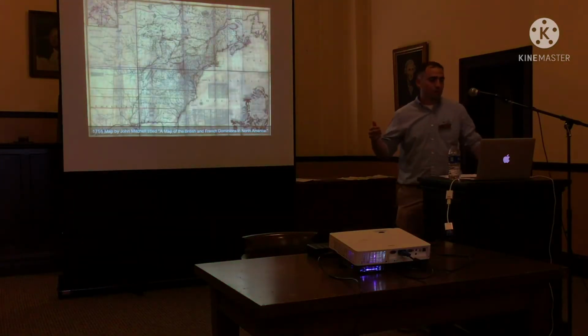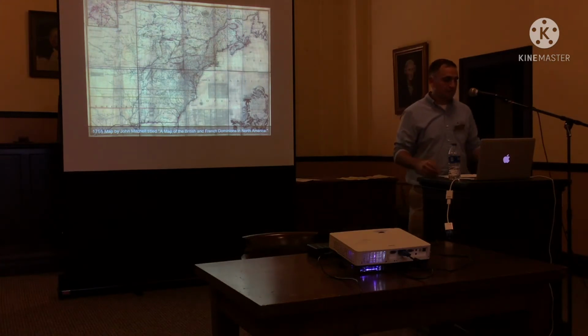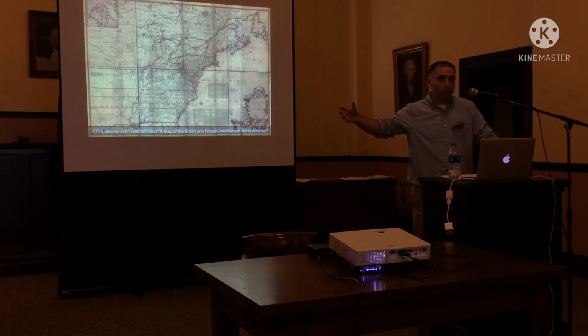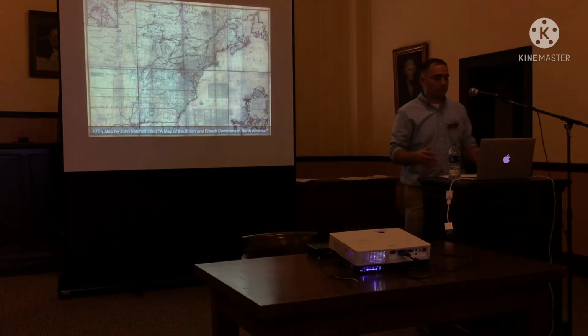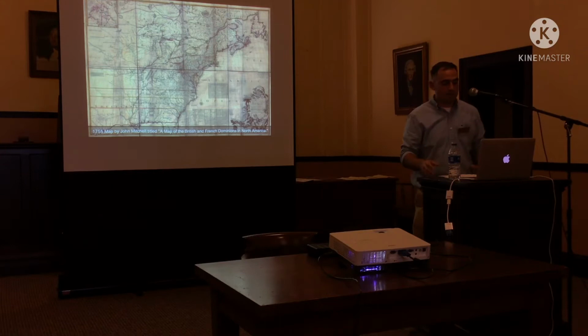So that leads us to this next map. And this is a 1755 map by John Mitchell titled A Map of the British and French Dominions in North America. And this map used the map I just showed you by Jefferson and Fry. That was used to help make this map. And this map is arguably the most important map in U.S. history, which I'll get to that reason here in a second.